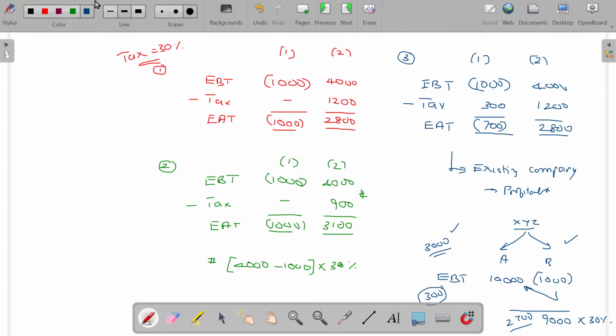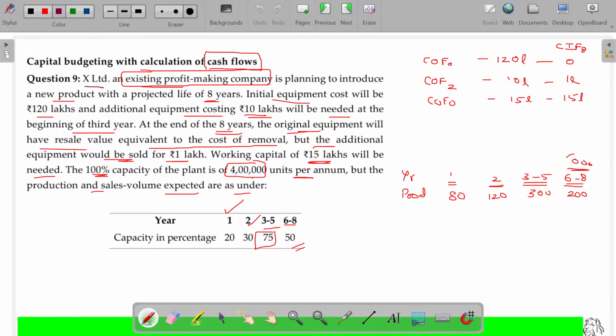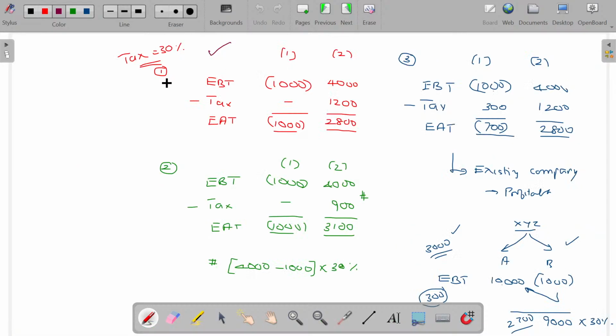In this illustration, I'll go with this model. You see that X Limited is an existing profit-making company. Then the right approach could be this one, because they already have a profitable wing. Because of this new project, they have lost. This loss can be set off there. Because of adjusting the loss of this division to the existing division, that division's profit will go down. Ultimately, the tax payable will also be decreasing, which is a savings for us. This way you can follow. Anyhow, the method I'm going to follow for this illustration is this one.